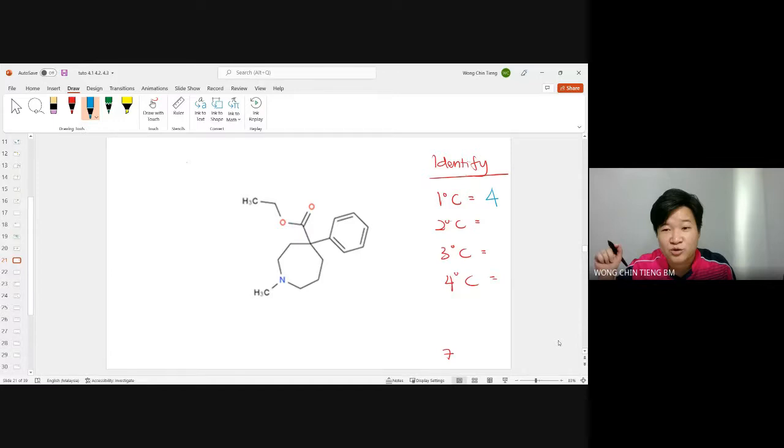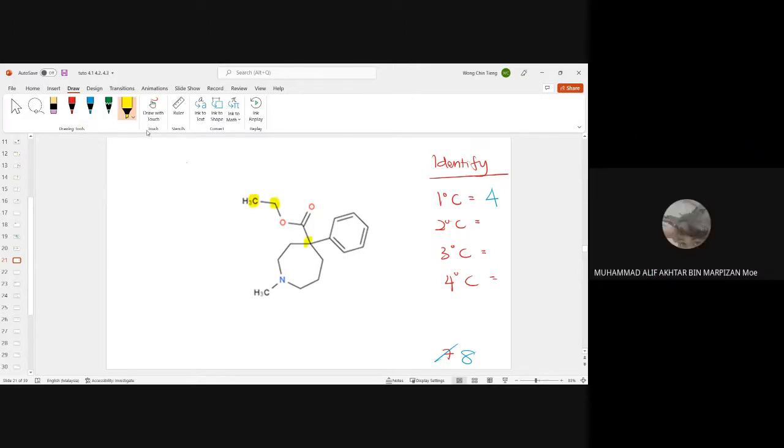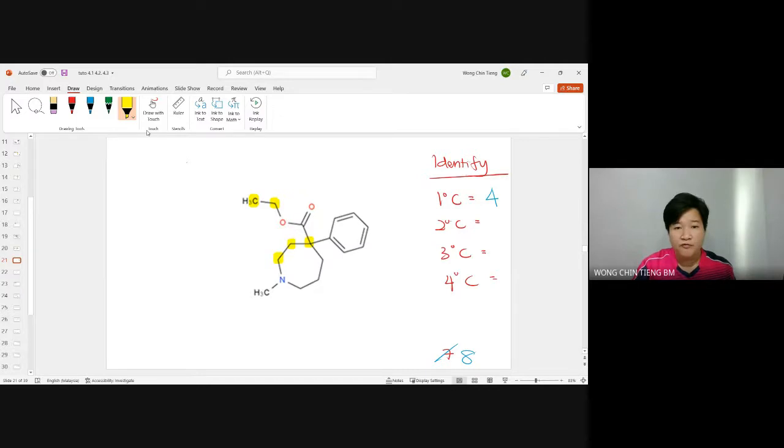Organic is something that you need to do, you cannot just look at it. You need to pick up your pen, you need to do, and you need to write. Because there are so many things, but they are very simple. And I think we have eight carbon that we can classify, right? I have one, yes. Two, three, four, five, six, seven, eight.